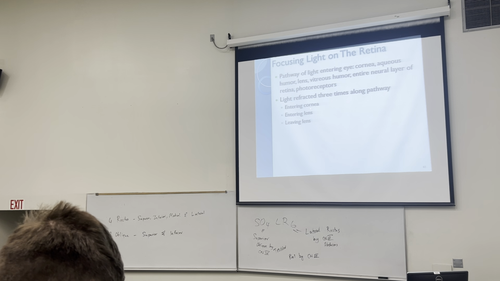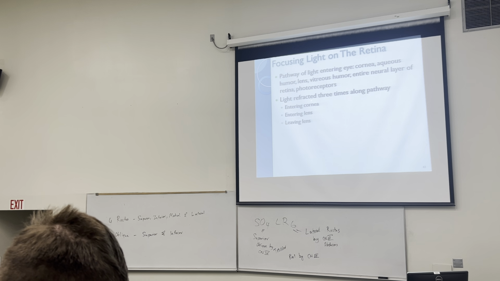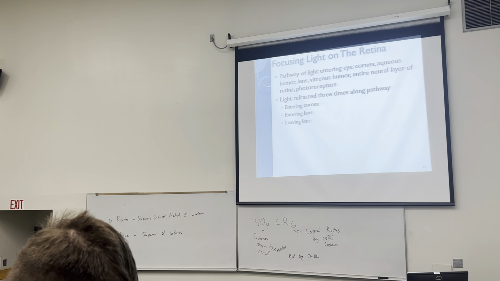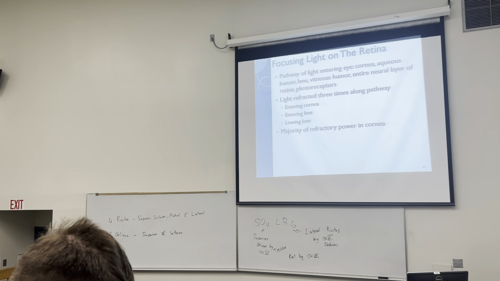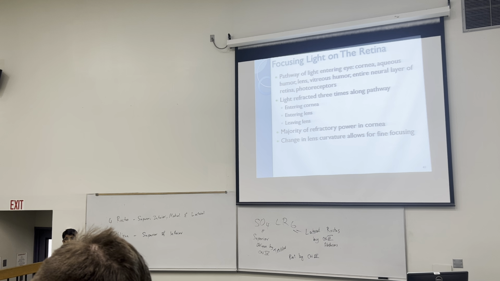I mentioned the two structures that will refract the light, the cornea and the lens. Bending of light is refraction. The bigger refractive power is with the cornea, which is why laser treatment is done there. Then the lens helps with the focus. Any questions so far?